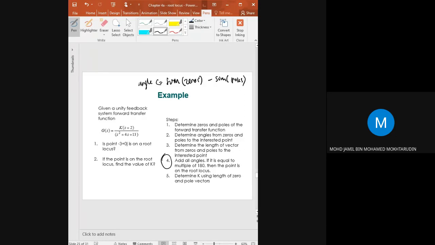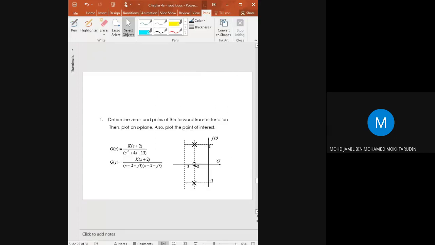And then to determine the gain K, you need to use the lengths of zeros and poles from the point of interest. Okay, so let's look at how to determine whether this point here is on the root locus and what the gain value is. So the first step is to determine the zeros and poles of the forward transfer function and then plot them on the S-plane and also plot the point of interest.